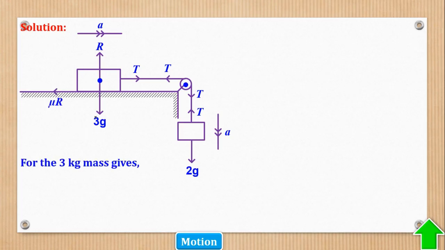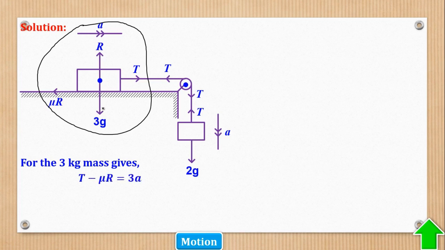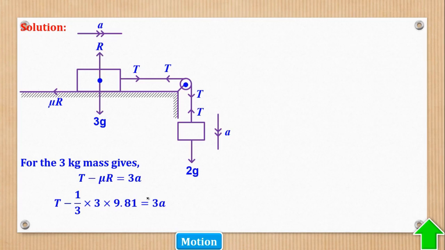The next is to write the equations. So for the 3 kilogram mass, these are the forces. So it is this side, so it will be T minus μR equals 3a. So you come and write that. Then you substitute. Mu was given as a third. Then R is equal to 3g, which is 3 times 9.81. Then equal to 3a. Simplify to get equation 1.